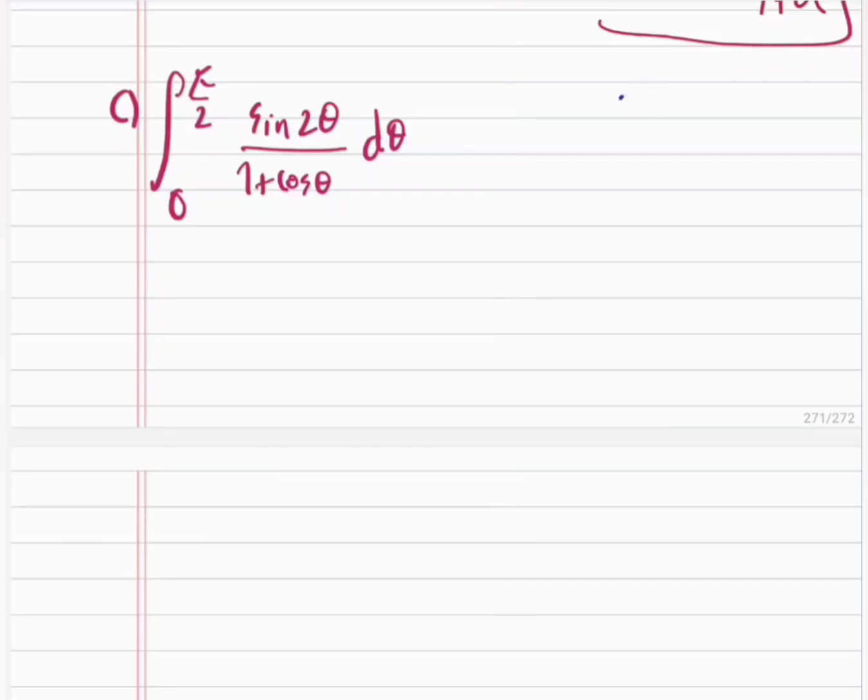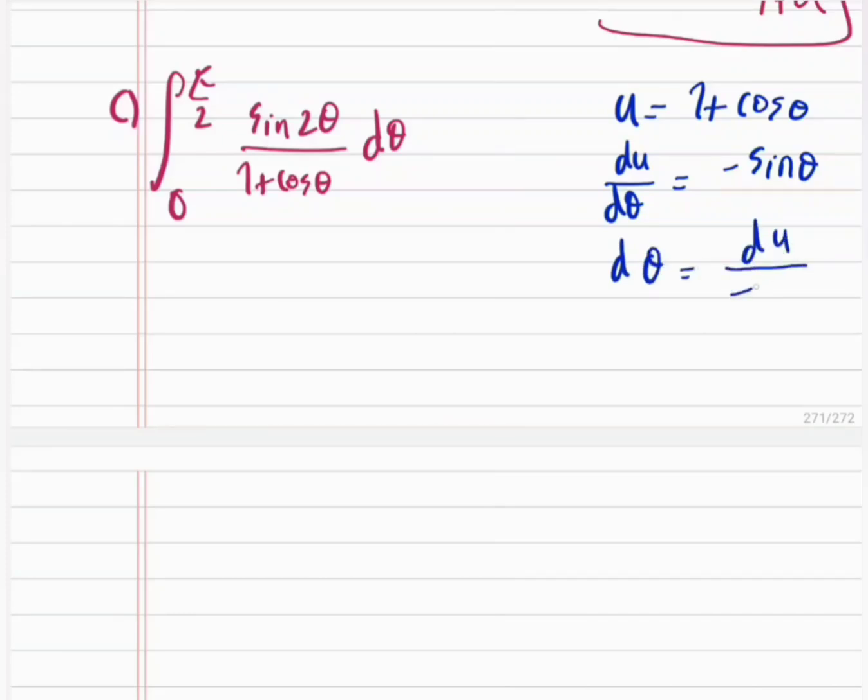So we can start with u is equal to 1 plus cos theta. du by d theta is equal to minus sine theta. And then rearranging this to make d theta the subject, we get du over minus sine theta. Also, let's transform the limits.